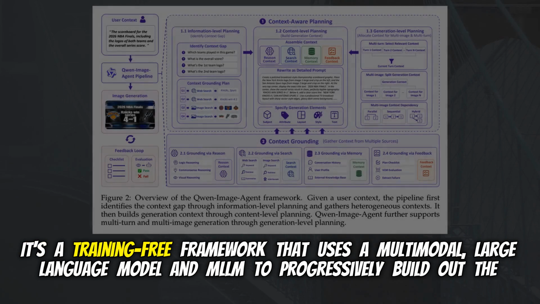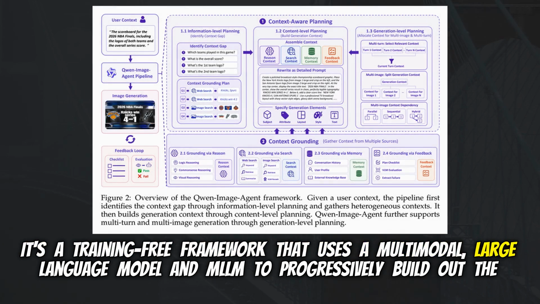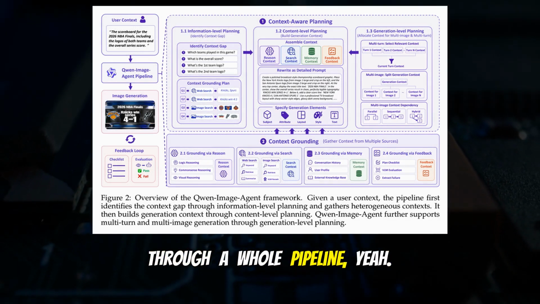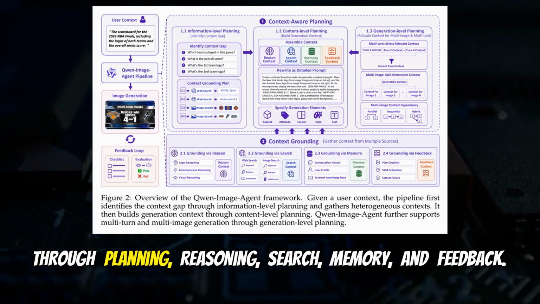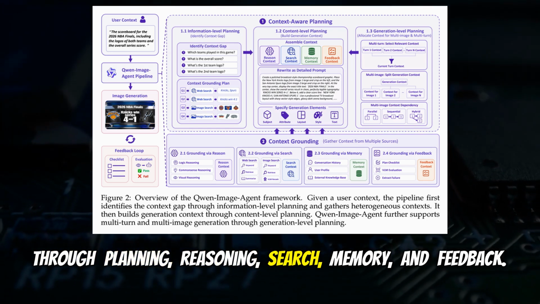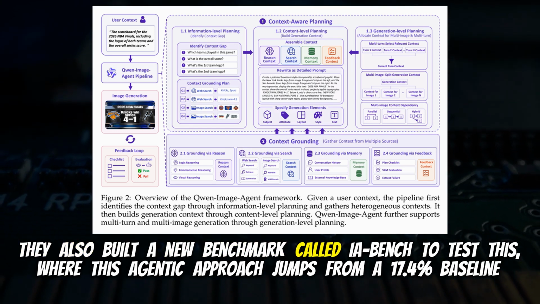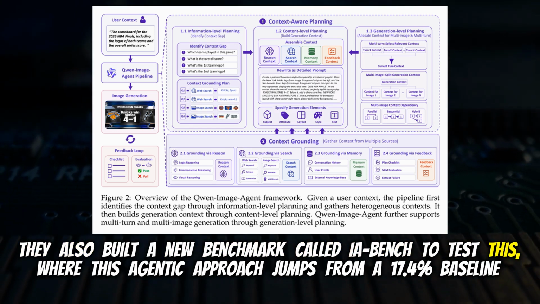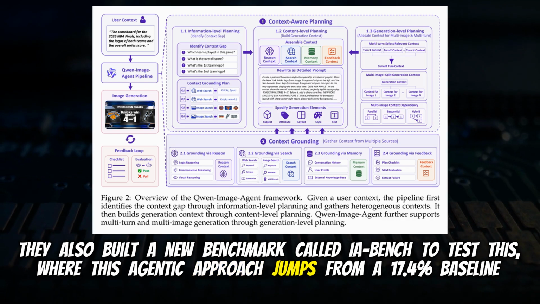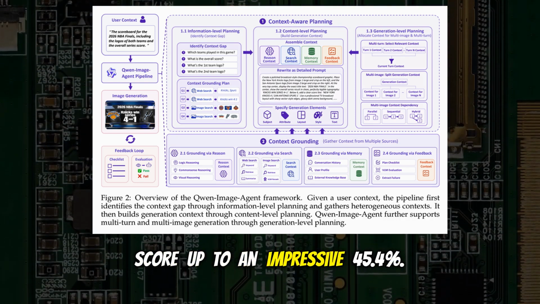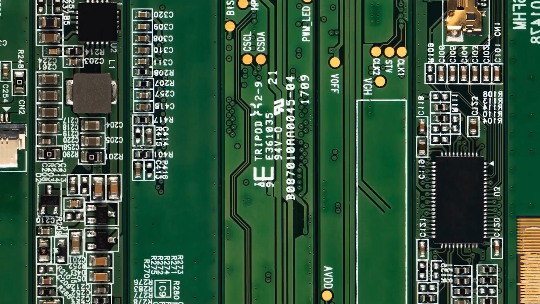It's a training-free framework that uses a multimodal large language model, an MLLM, to progressively build out the necessary generation context. Through a whole pipeline, yeah. Exactly. Through planning, reasoning, search, memory, and feedback. They also built a new benchmark called IA Bench to test this, where this agentic approach jumps from a 17.4% baseline score up to an impressive 45.4%. Hitting state of the art.